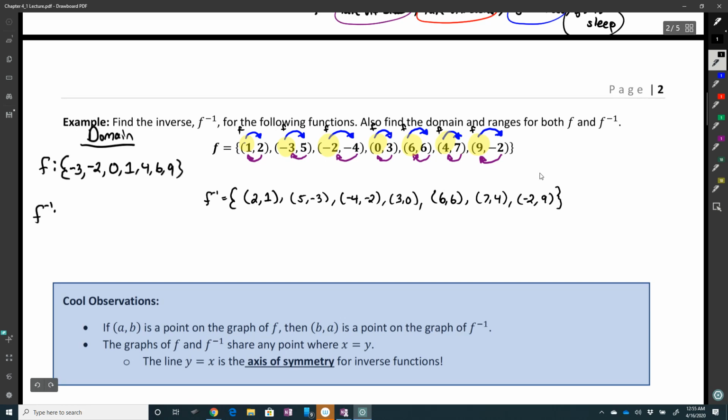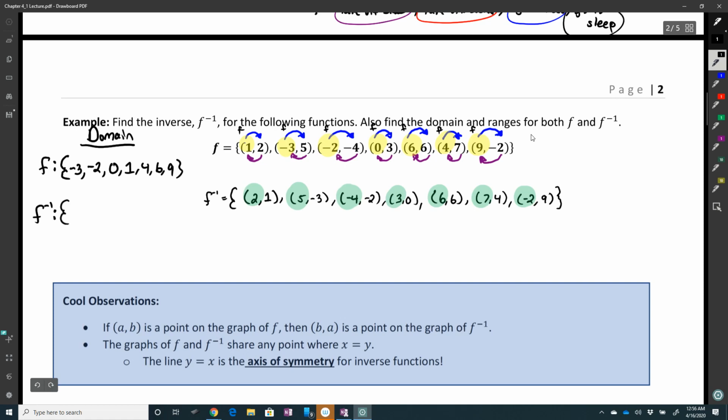Now, what's the domain of the inverse? Notice that we just picked all the x values, and it's the same thing. The x values of the inverse are what the domain are. It's the first value in the list. You know what? I'm going to make these a different color so I can show you something. But notice it's the first value. Whenever they say domain and they give you points, the domain is always the first number in each coordinate.